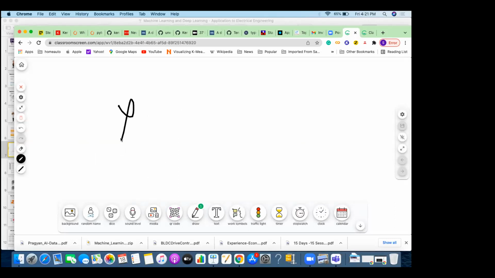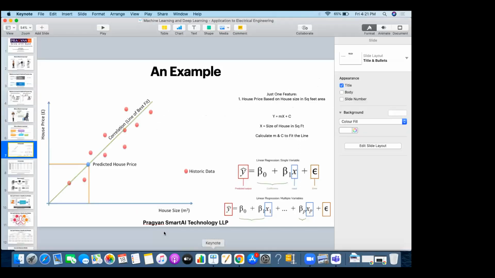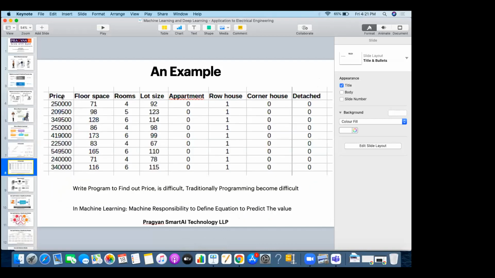Then what will the equation become? Y is equal to some number times x1 and some number times x2, plus c. So what is x2? X2 is the type of the house, x1 is the square feet. Then I have to calculate what values of m to use. And what if it has more features? For example, not only one feature, but floor price, room size, lot size, apartment, row house, corner house, location near an IT center or not. There are so many features.